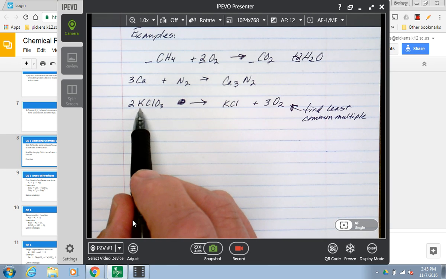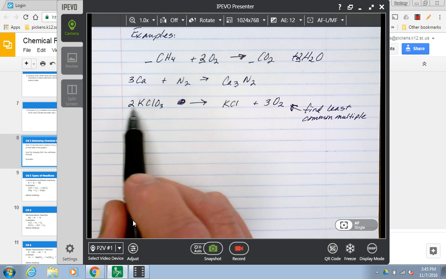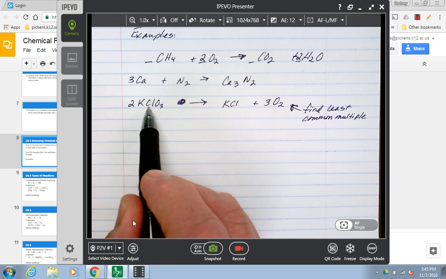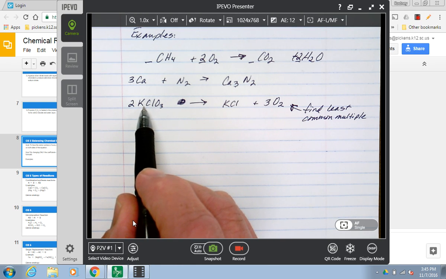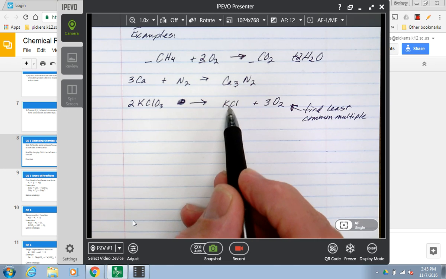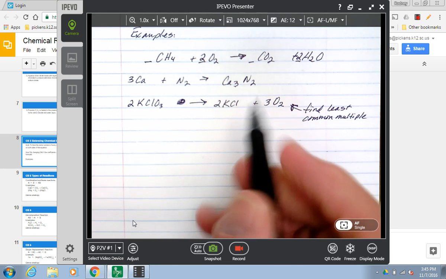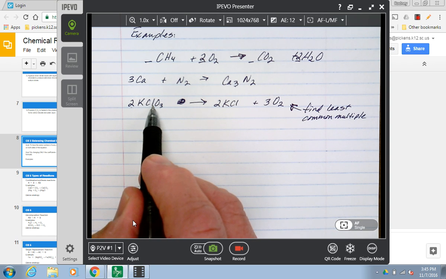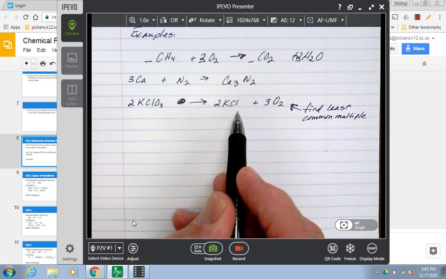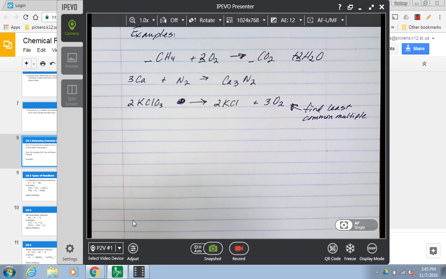However, this does change my potassiums and my chlorines because it's multiplied by everything that it's in front of. So 2 times 1 is 2, so I have 2 potassiums on the left. I only have 1 over here, so I need to put a coefficient of a 2 here. 2 times 1 gives me 2 potassiums. 2 times 1 gives me 2 chlorines, and 2 times 1 gives me 2 chlorines. So now everything is balanced out.